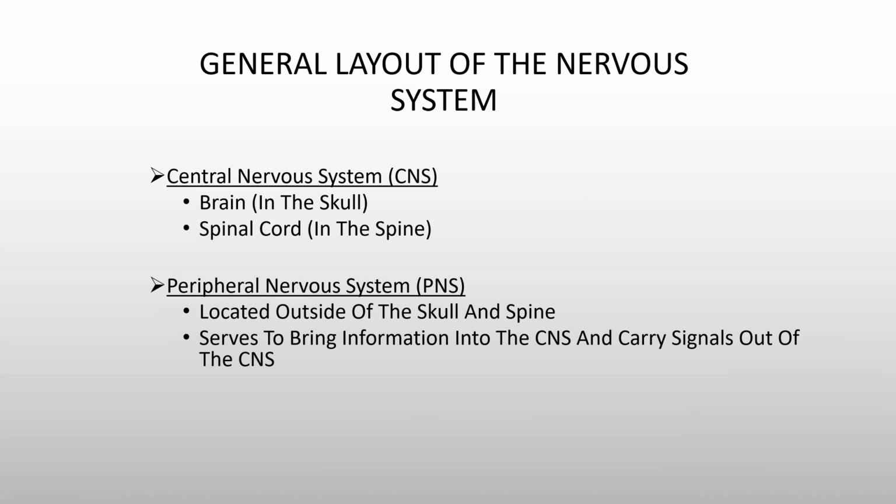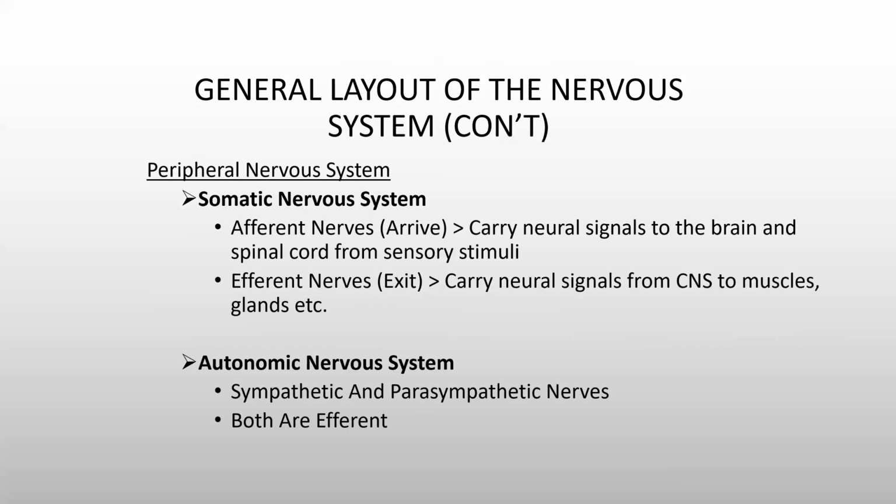Everything outside of the CNS is going to be considered the PNS, or the peripheral nervous system. It serves to bring information into the CNS and carry signals out of the CNS. If we look in a little bit more detail at the peripheral nervous system, you'll notice that it is broken down into two more parts. So the overall nervous system is broken down into the CNS, central nervous system, and peripheral nervous system, and now the peripheral nervous system is broken down into the somatic nervous system and autonomic nervous system.